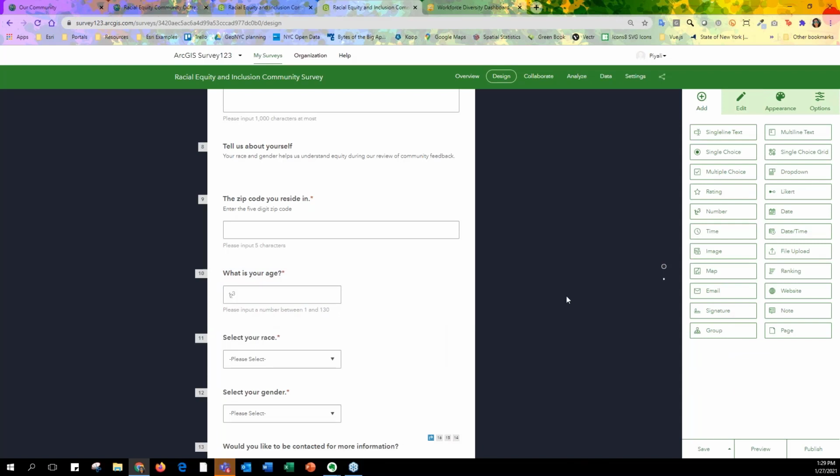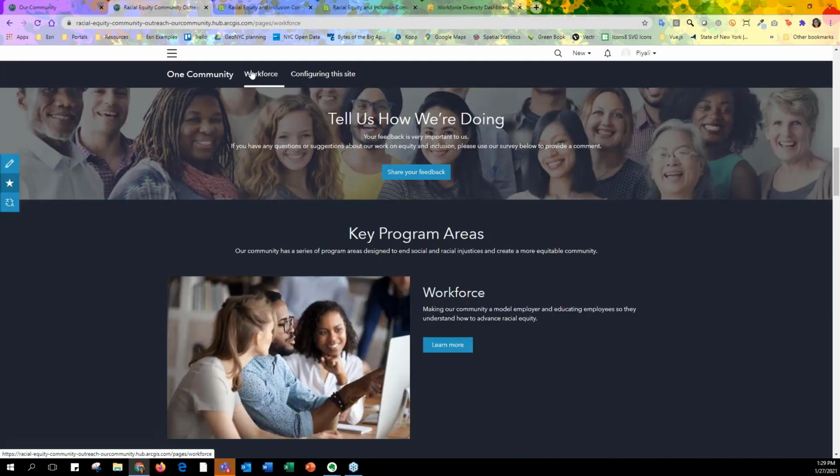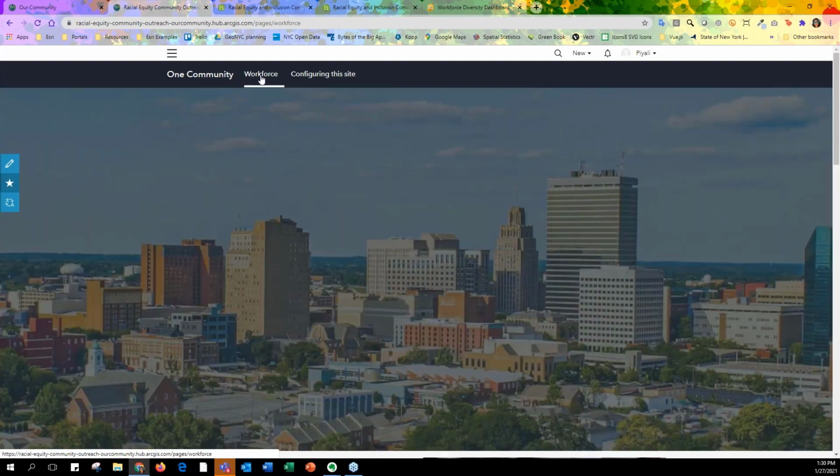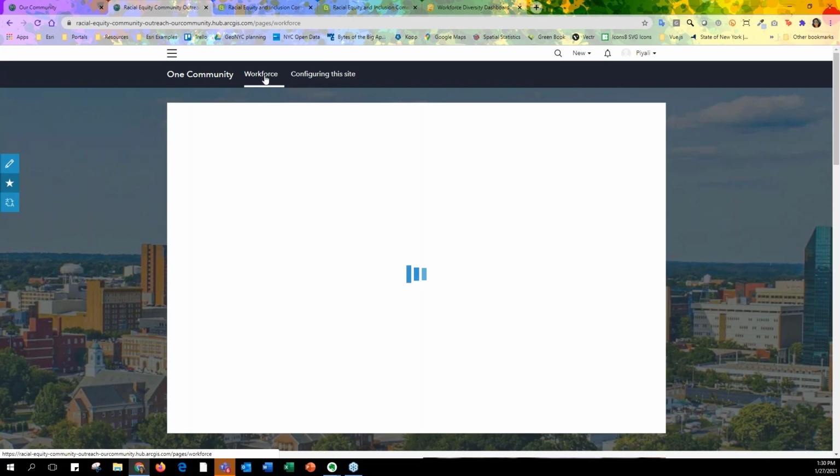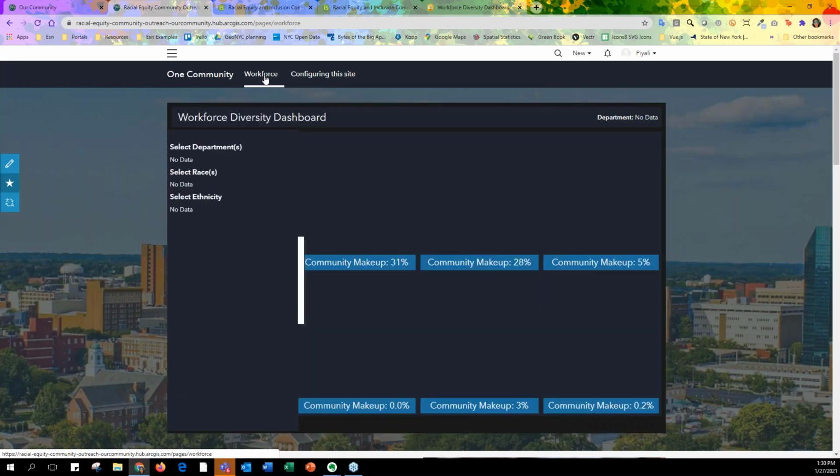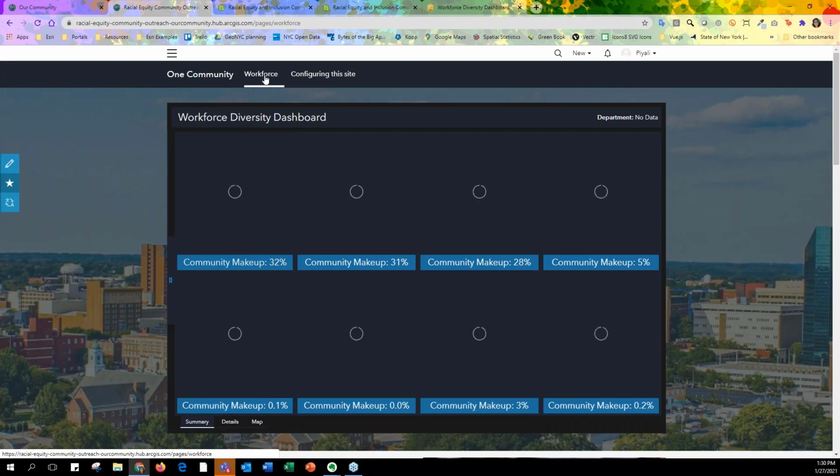Robustness of data collected matters in enhancing how data is visualized and assessed. For example, showing representation of a workforce. So here I'm just going to a second page that's included in the outreach solution, which is a page that's specifically focused on workforce diversity. And this page includes the Workforce Diversity Dashboard.